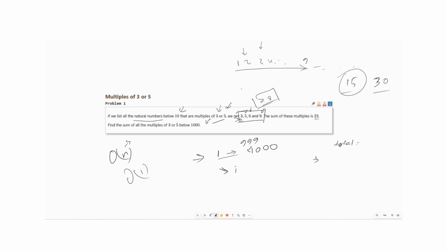We can do that easily using a mathematical formula, which is the arithmetic formula. We know the sum of an arithmetic series formula, right? Okay, let's check out how we can do this.